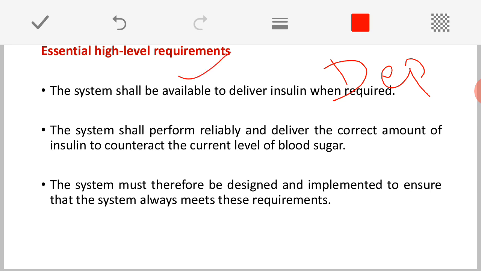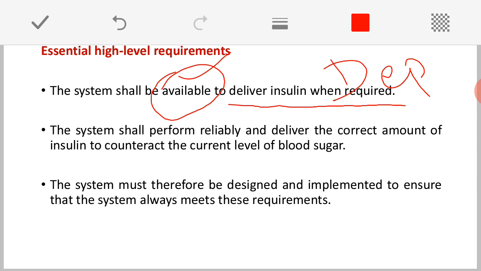Dependability in terms of what? Just have a look here: availability. We always expect that this system should always be available to deliver the insulin when it is required. This is very important. Why? Because this is attached to the patient's body, and whenever the sugar level changes, the immediate requirement of insulin should be made available to the patient's body. Otherwise, as we have already told, it will directly cause the death of that patient. It is very dangerous. So that amount of insulin should always be in stock, available in the reservoir. So insulin should always be made available.